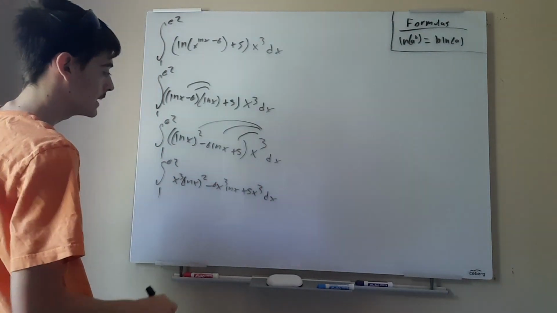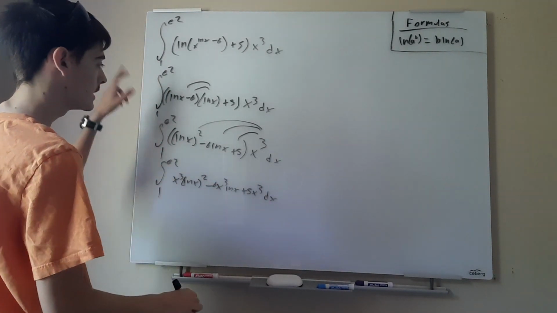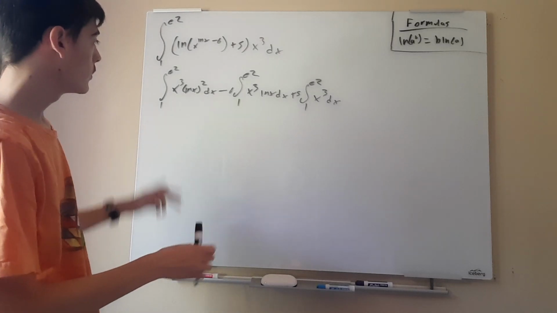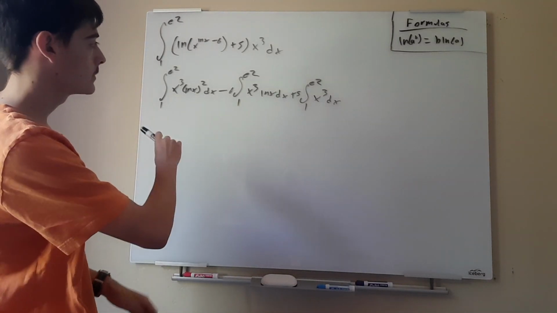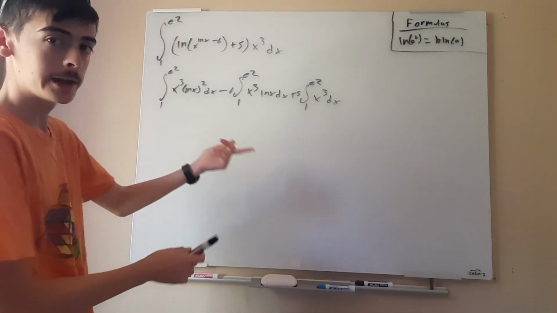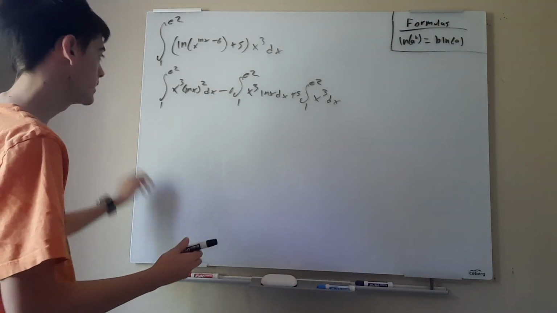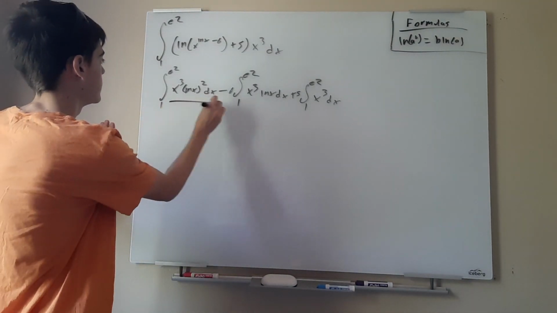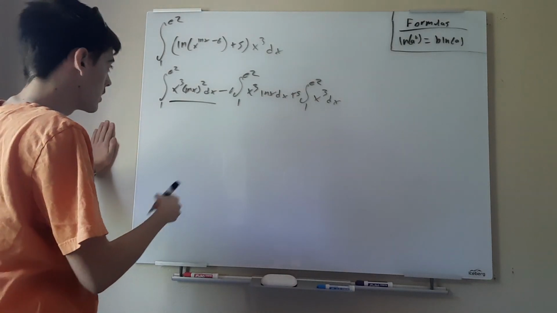And we're going to need a lot more space here, so I'm going to simplify this down for you. Okay, so it's the same thing as before. I just rewrote everything, and I split up all the terms by the plus and minus signs, which we're allowed to do by integral properties. So the first thing we're going to want to tackle is this integral, x cubed natural log x squared.